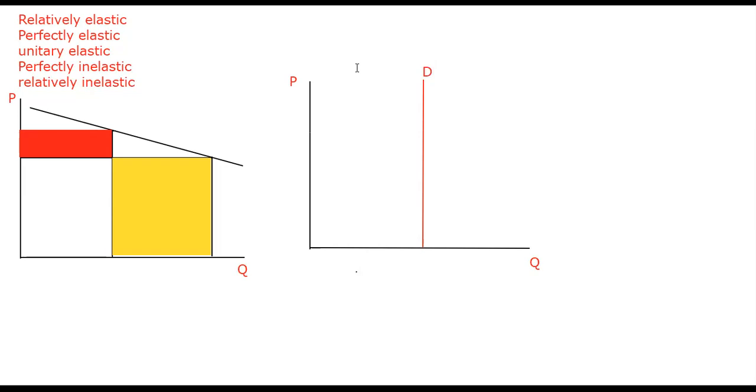Even if the price for that good increased by 100%, quantity demand does not change. It stays the same. Quantity demand remained the same. Let's say this was the first price. It has increased to this point.